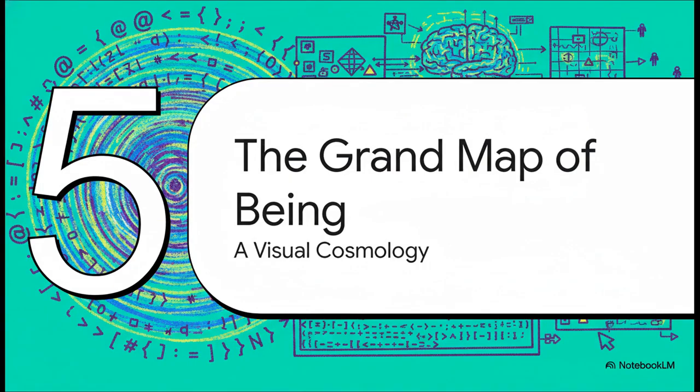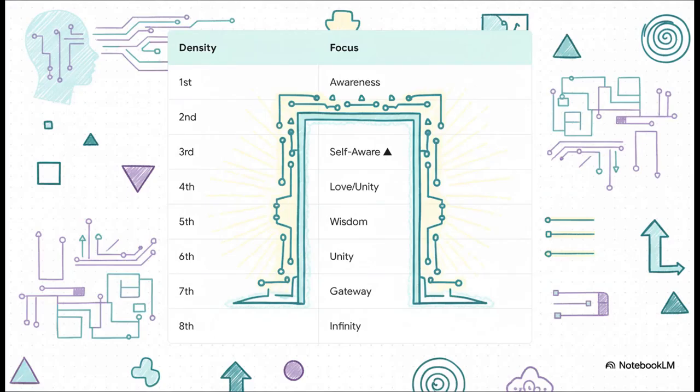From the individual, we now go to the universal. The manual then zooms way out to present its biggest picture yet, a complete map of all existence, a visual cosmology that tries to put everything into context. This chart lays out a journey of consciousness through what it calls 7 densities, or levels of being. It starts at the very bottom with first density, simple awareness, like you'd find in rocks and water.